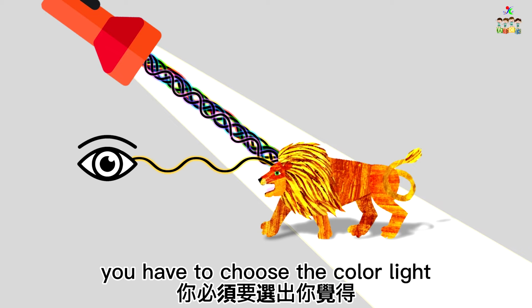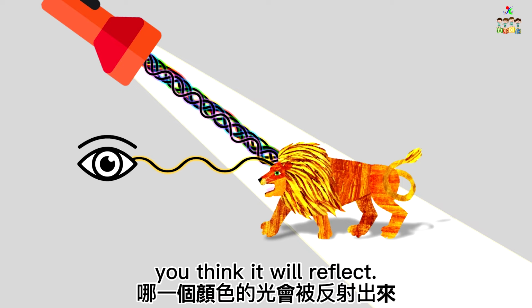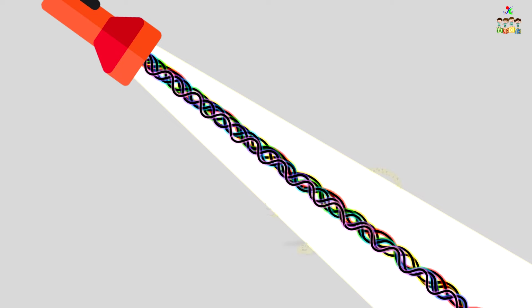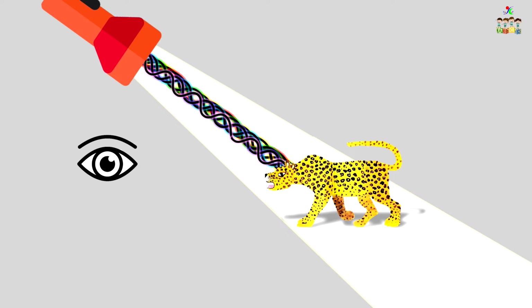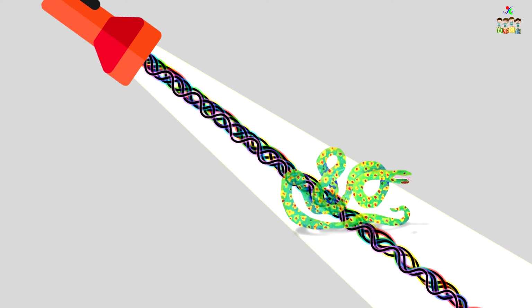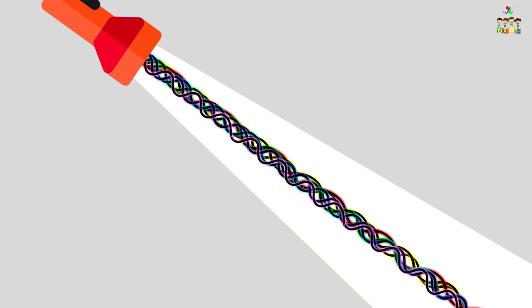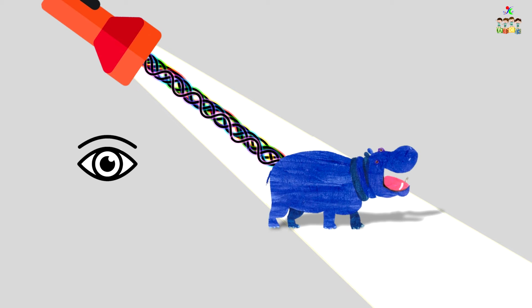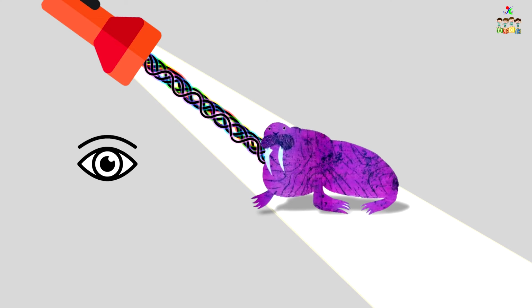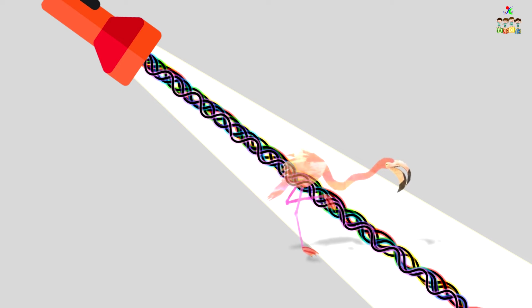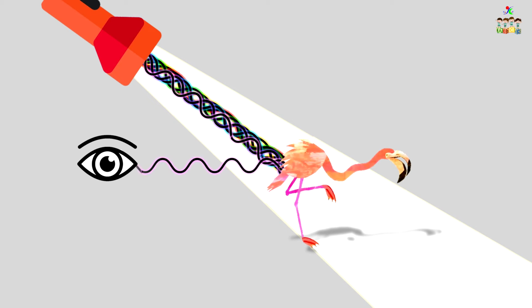For each animal, you have to choose the color light you think it will reflect. Yellow. Green. Blue, purple, pink.